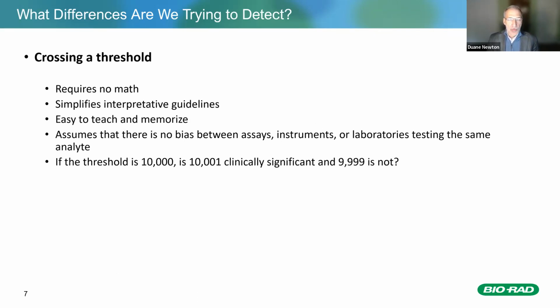However, it assumes that there's no bias between the assays that are being performed for this test, the instruments that are being used, or the laboratories testing for the same analyte. And one of the challenges, as I know you're aware, is that if you establish your threshold at, for example, 10,000 copies per mL, rhetorically, is 10,001 clinically significant and 9,999 not? It's a rhetorical question, but I hope to present some information today that'll help you determine an answer to that.